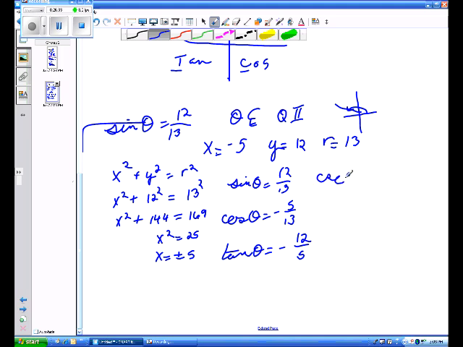The cosecant is r over y. The secant is r over x, and again, we'll put the negative out in the front. And the cotangent is x over y, and it's negative. So we're in the second quadrant, so the sine and its reciprocal should be positive. All the other functions should be negative. Okay, let's look at one more of these.